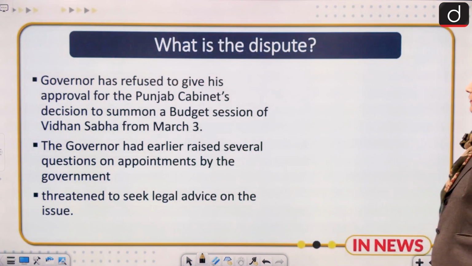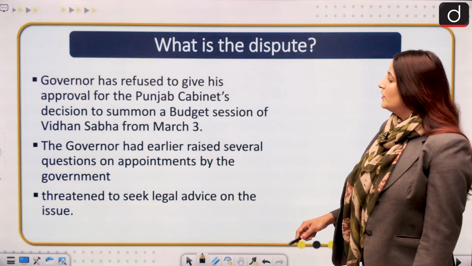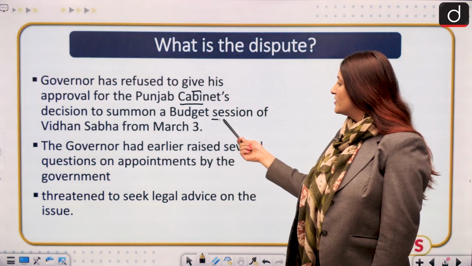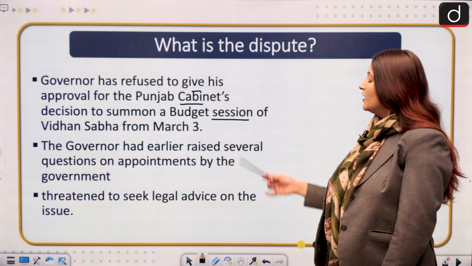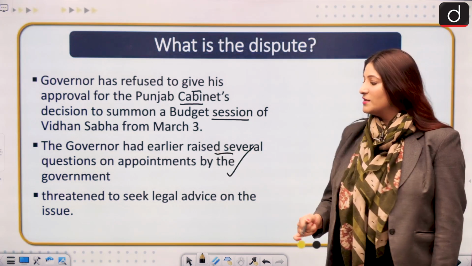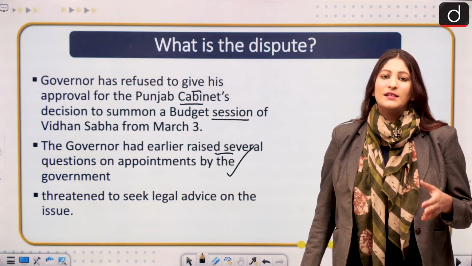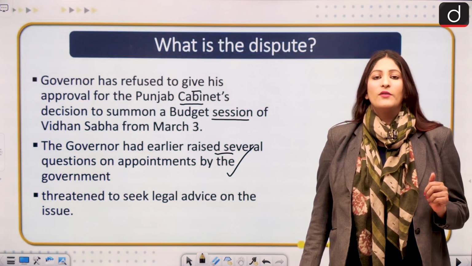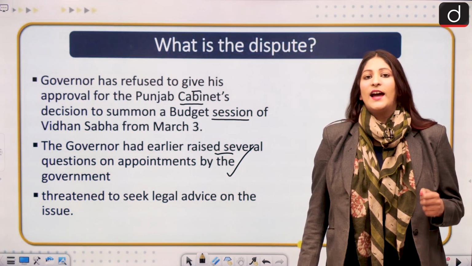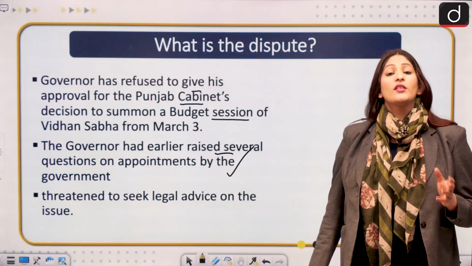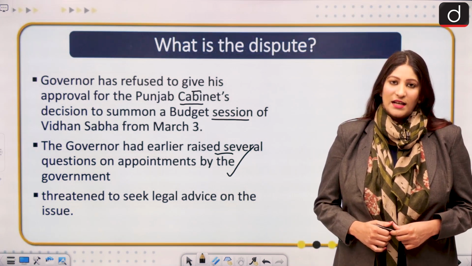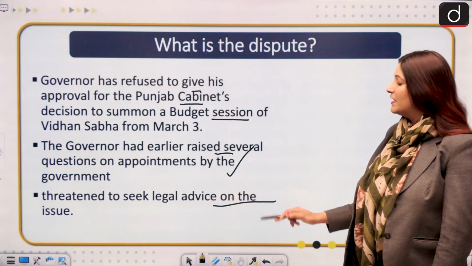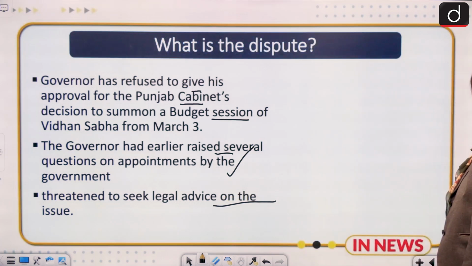Moving ahead, first of all, let us talk about the dispute. The governor had earlier refused to give his approval for the Punjab Cabinet's decision to summon a budget session of the Vidhan Sabha from March 3rd. The governor had earlier raised several questions on appointments by the government. There was a certain lack of information which should have reached the governor on behalf of the CM, but did not reach him, and that created tensions. Whereas the CM said that 3 crore people elected him to be the CM, and that is why he is not really answerable to the governor. Also, the governor threatened to seek legal advice on the issue. Now, this became the problem.